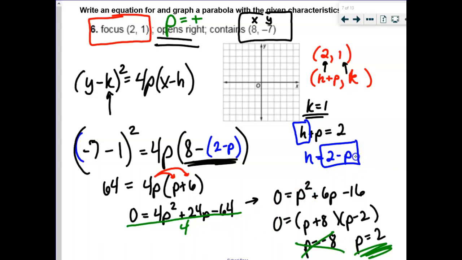But look, P is the key to everything right now because you now know H. 2 minus 2 is 0. H is 0. You already knew K. We know P. That's all you need.